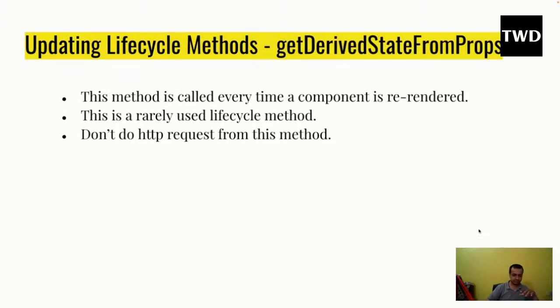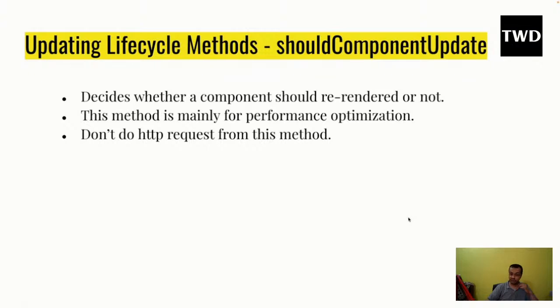Then getDerivedStateFromProps, we know what it is. shouldComponentUpdate used to be a very important thing. Nowadays we don't use it, and we do it in a different way in functional, which I'm going to tell again. It decides whether a component should be re-rendered or not. This method is mainly used for performance optimization, and don't do HTTP requests from this method.